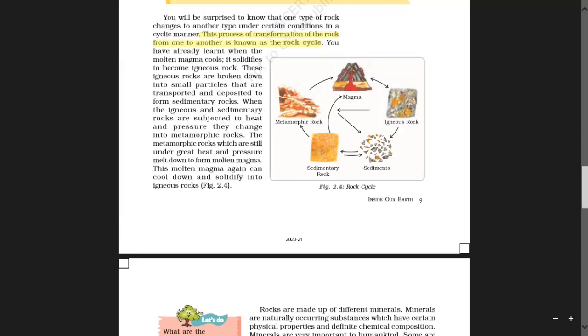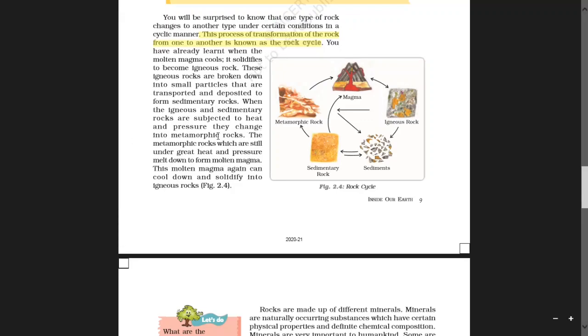When the igneous and sedimentary rocks are subjected, meaning caused or forced to undergo, heat and pressure, they change into metamorphic rocks. This is how metamorphic rocks are formed.